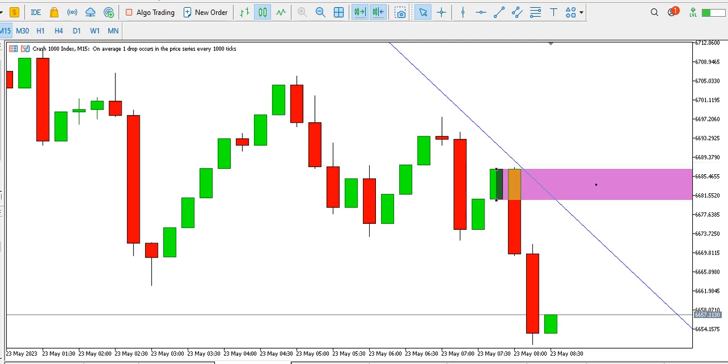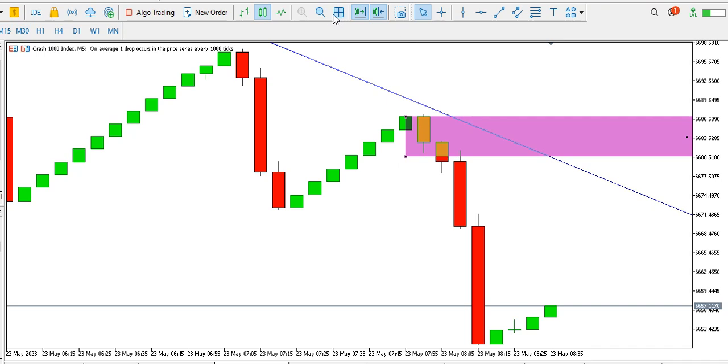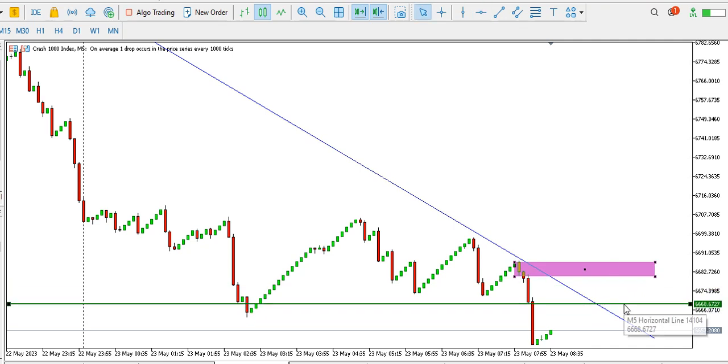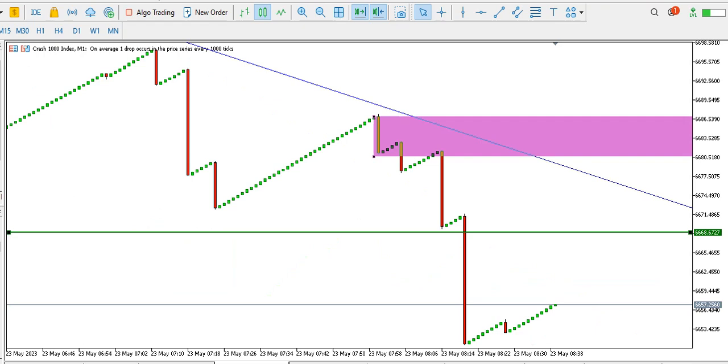Okay, let's look at the 5 minutes time frame. What do we have on the 5 minutes time frame? On the 5 minutes time frame, we can see that price is trending down. So allow price to come to this area, and then allow price to come to possibly the 6668 area before you enter your sell trade to catch the spike. Okay, that's that for the 5 minutes time frame.